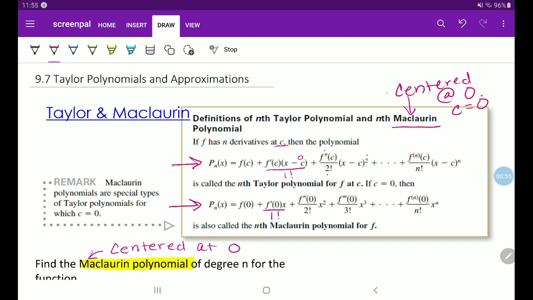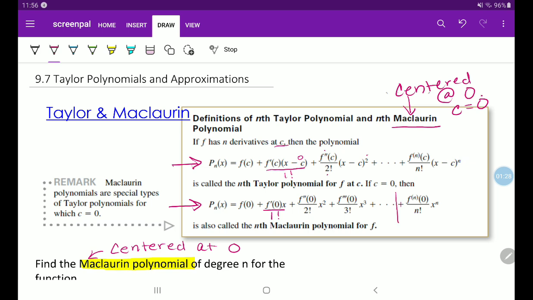Plus, now look, we're taking a second derivative evaluated at 0 over 2 factorial, and notice I also have an x squared. Then I go on to my third derivative evaluated at 0. Notice third derivative, 3 factorial, x cubed, so raised to the third. If I had to go on to the fourth, can you guess what the fourth term would look like? It would be the fourth derivative evaluated at 0 over 4 factorial with x to the fourth power.